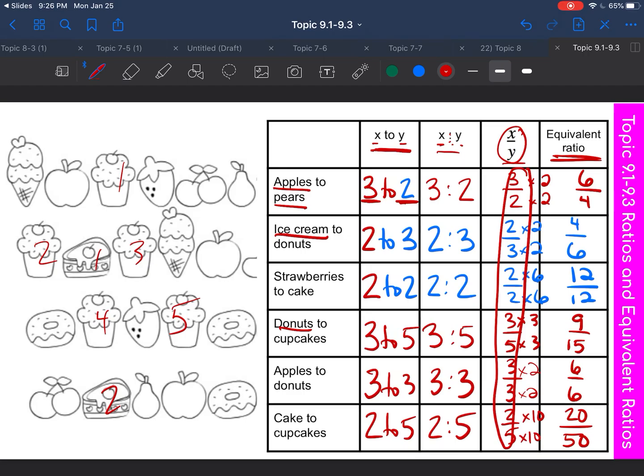So you are going to have a Google form that's going to be in your classroom. Please complete that Google form. It's going to be just a little review on ratios and practicing writing different ratios and finding equivalent ratios.